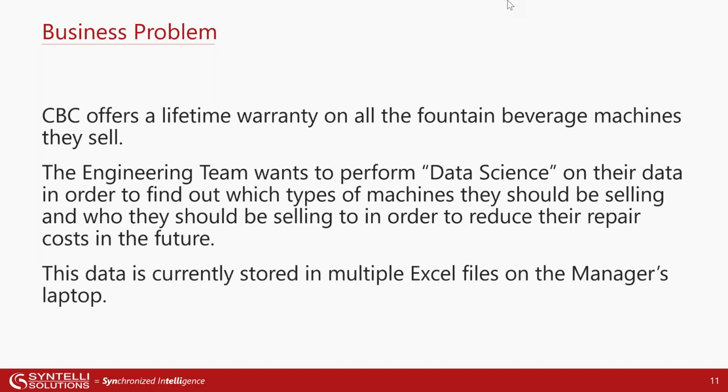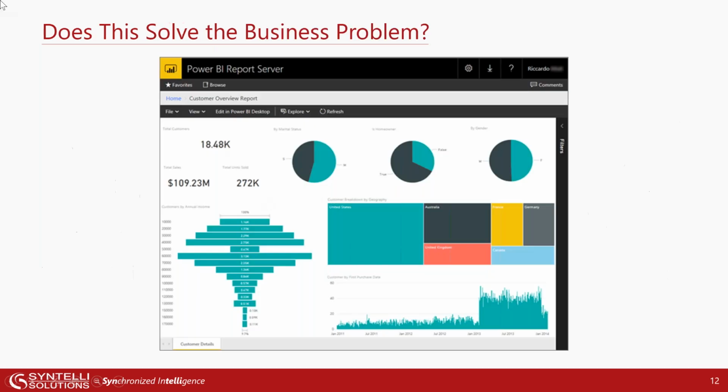So this says that CBC offers a lifetime warranty on all the fountain beverage machines they sell. Remember, that's the second branch of the business. The engineering team wants to perform quote-unquote data science on their data in order to find out which types of machines they should be selling and who they should be selling to in order to reduce their repair costs in the future. This data is currently stored in multiple Excel files on the manager's laptop. So with all of this, we come to the core question of this talk. Does this solve the business problem?